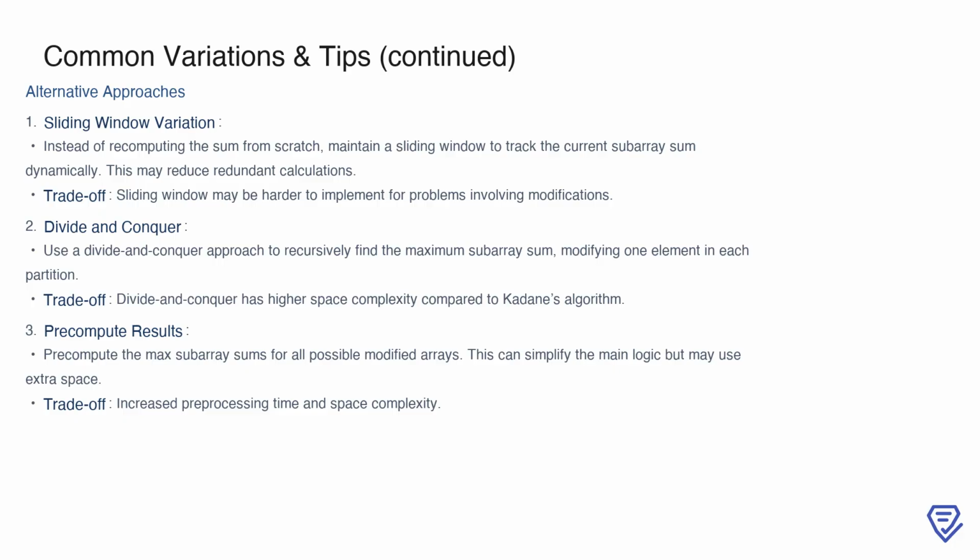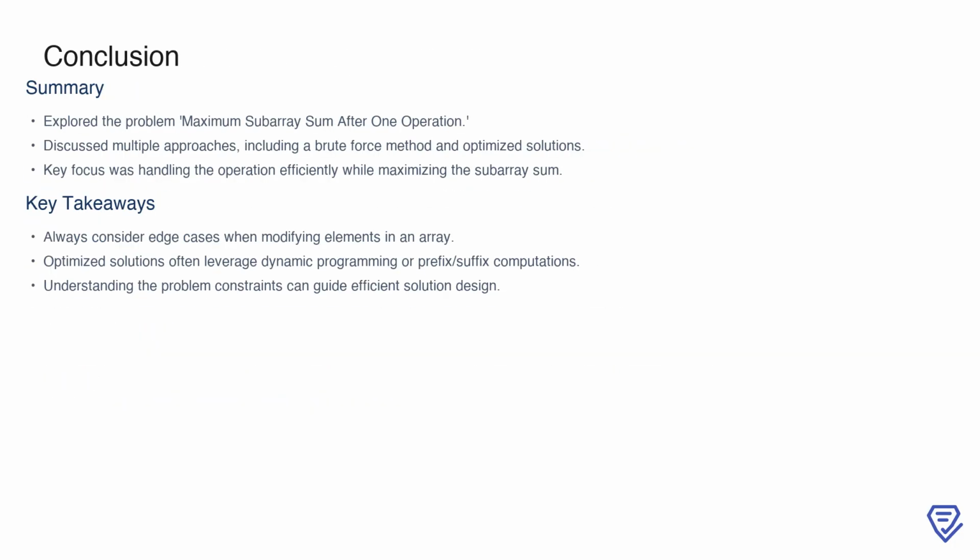Finally, you can pre-compute results by calculating the maximum subarray sums for all possible modified arrays. While this simplifies the main logic, it comes at the cost of increased pre-processing time and space usage. Each of these methods has trade-offs, so you'll need to evaluate which approach best fits the constraints of the problem and your optimization goals. Great job following along.